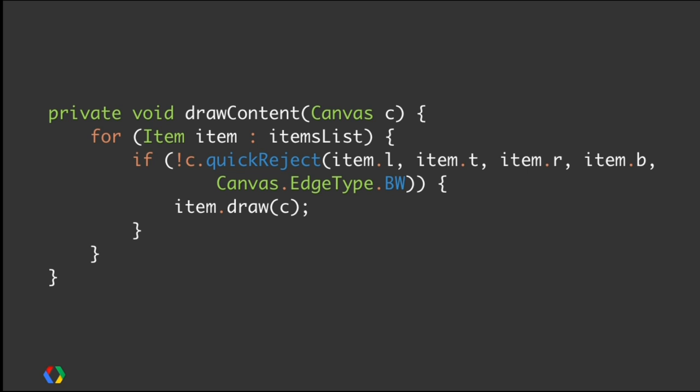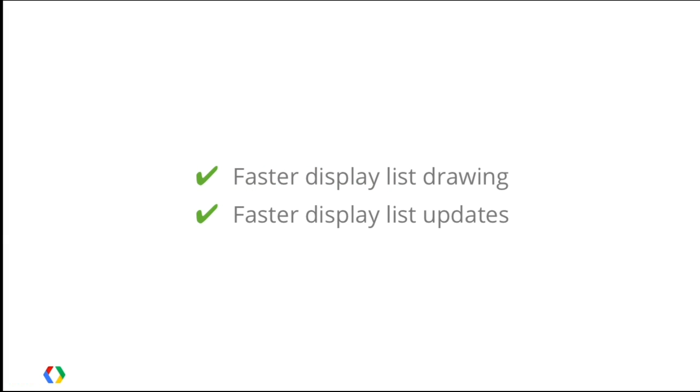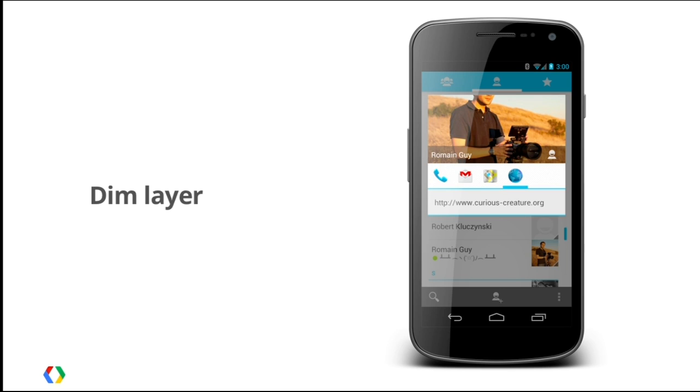So for instance, here we have a list of items. We've set a clip rect. And we can check whether each item will be visible or not. If the item is not visible, we can skip it entirely. So we're going to avoid doing extra work running Java code that will generate drawing commands that we'll have to enqueue in our display list, and so on and so on. Our display list has a lot of optimizations around clipping. We're going to try to do clipping ahead of time so that we don't have to do it on every frame. But by doing this, you're going to avoid running extra Java code, which can matter a lot. So if you do a quick reject, you're going to make your display list drawing faster, and updating the display list will also be faster. So this is an optimization that came out of another application that shipped on the device.